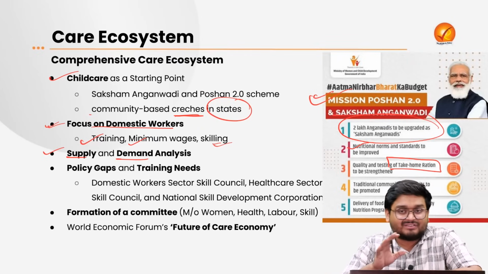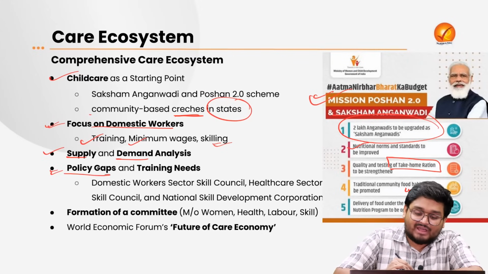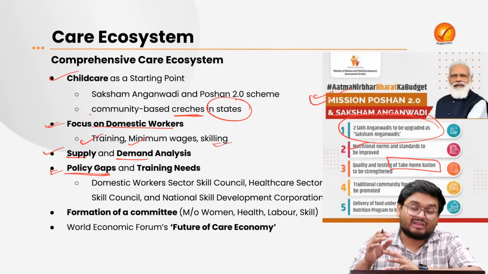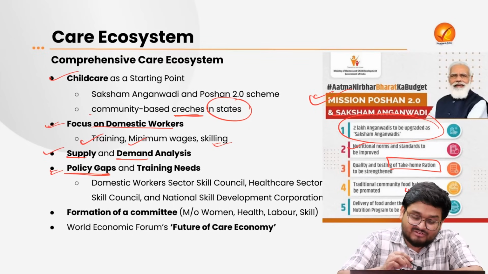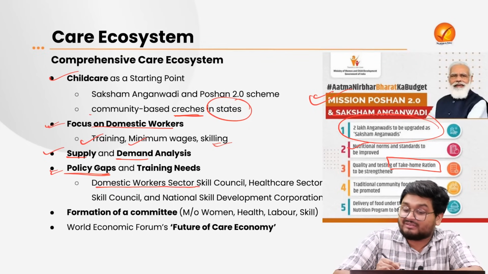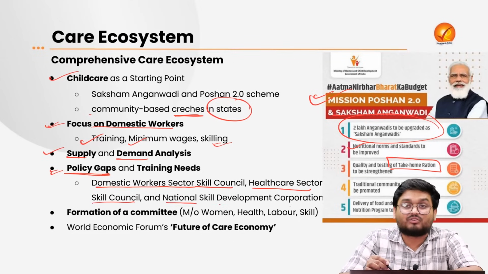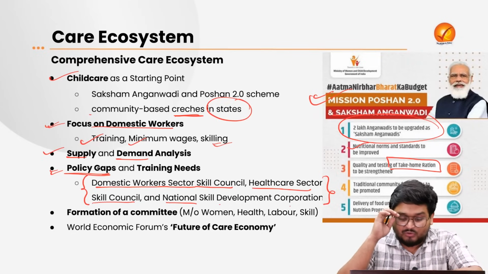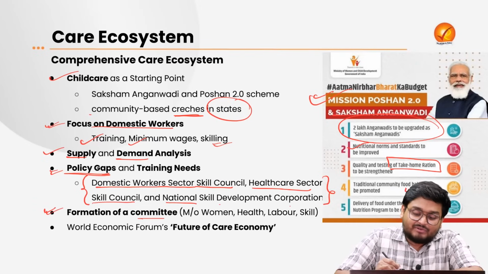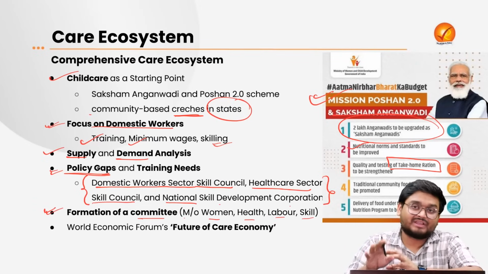So this is where we have to understand how we can allocate the various sections of the population when we can actually try to monetize it. And also, we have to have some policy imperatives, the various policy issues and the training needs. For example, we have to have a proper domestic workers sector skill council, healthcare sector skill council, and National Skill Development Corporation initiatives that are coordinated with this care ecosystem. Then a committee can be formed where the ministries of women, health, labor, and skill can be included to look into the working of this economy.